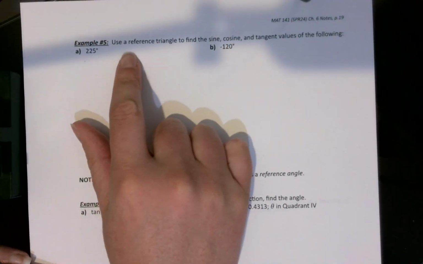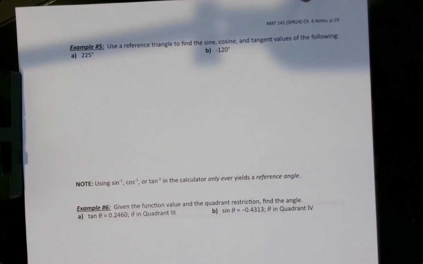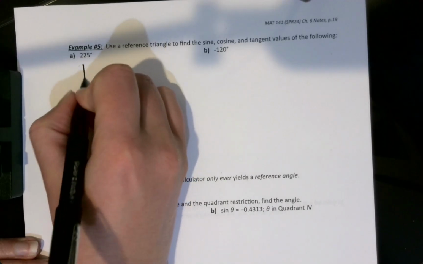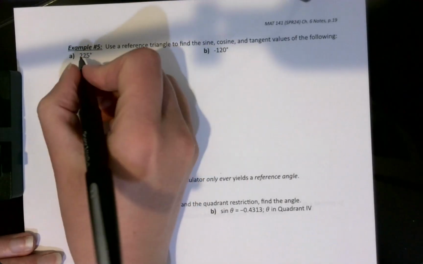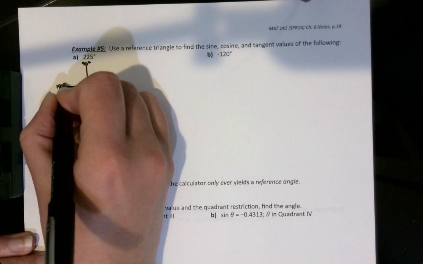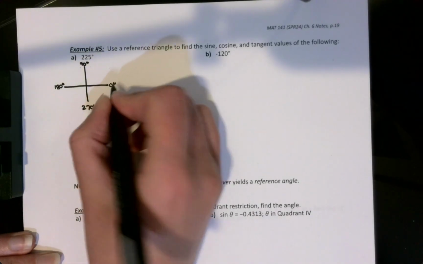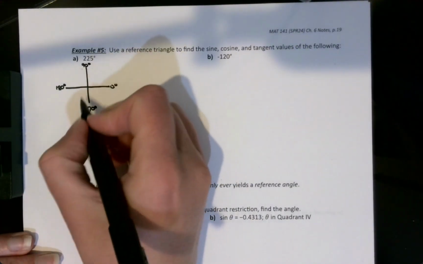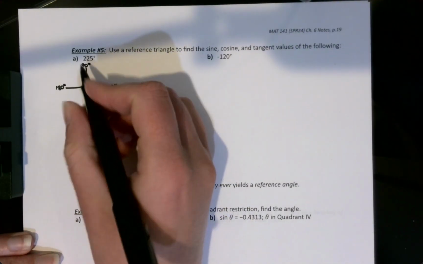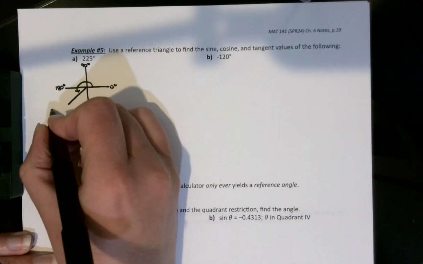Build a reference triangle and use it to find the sine, cosine, and tangent values for the following. All right, so 225 degrees. So let me start with a pair of xy axes. And I want to figure out how big this angle is. It's positive, so I know that I would have 90 degrees, 180 degrees, 270 degrees and then back to 0 or 360. 225 is between 180 and 270, so I'm going to draw it here. So this is going to be the angle 225 degrees.